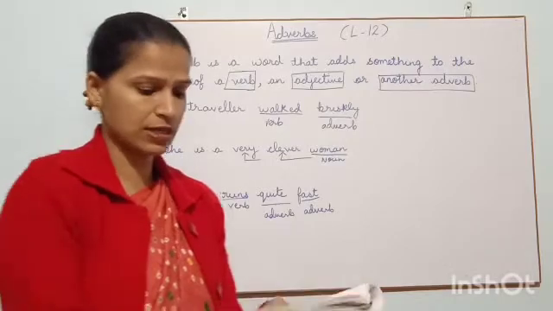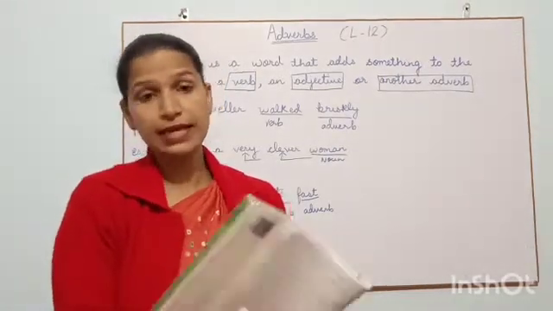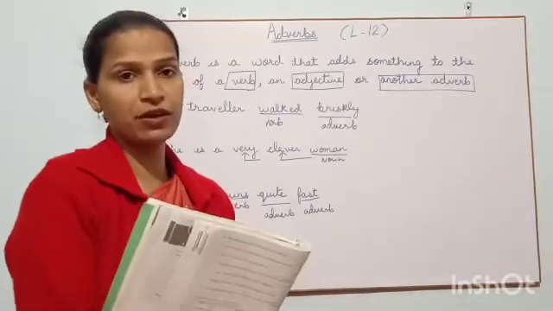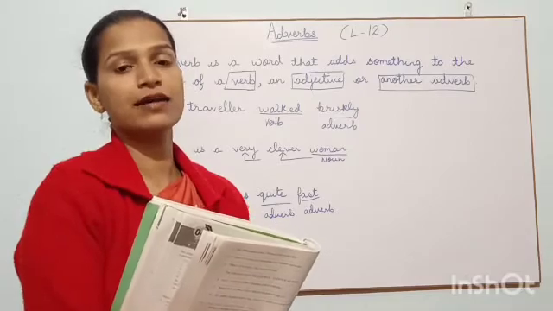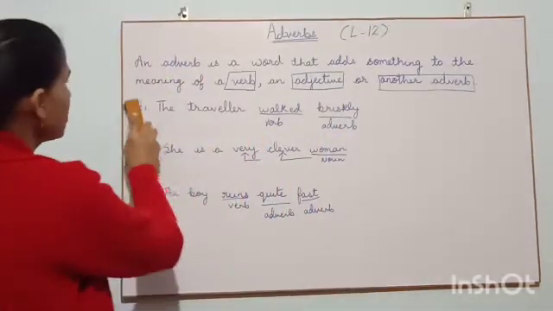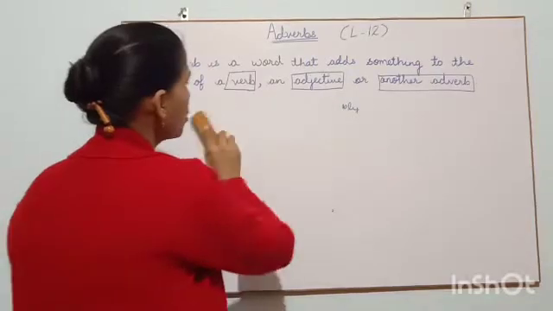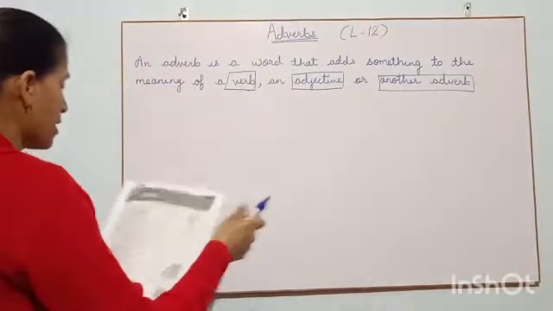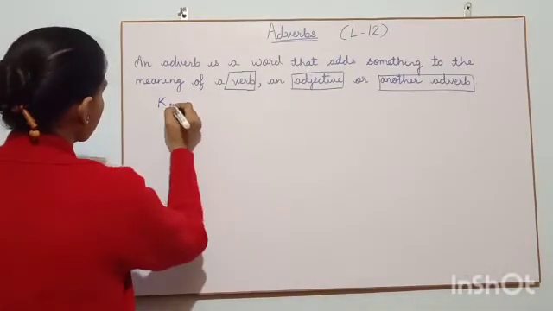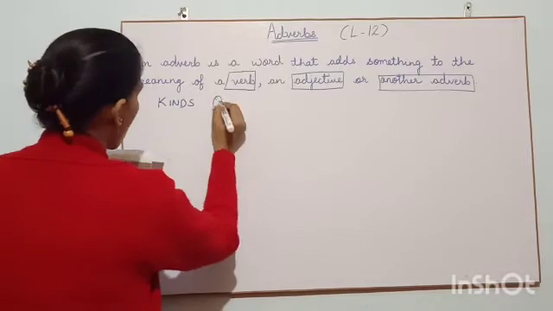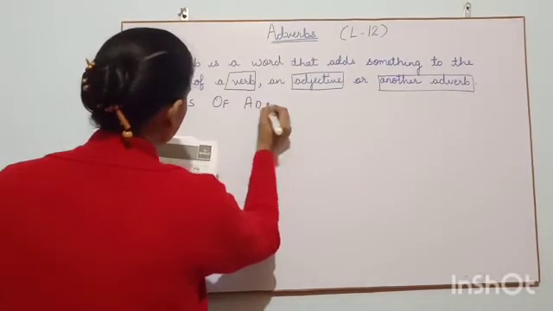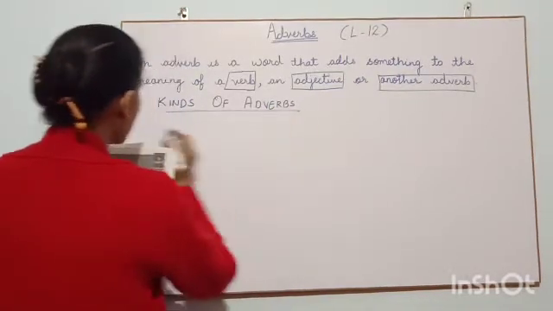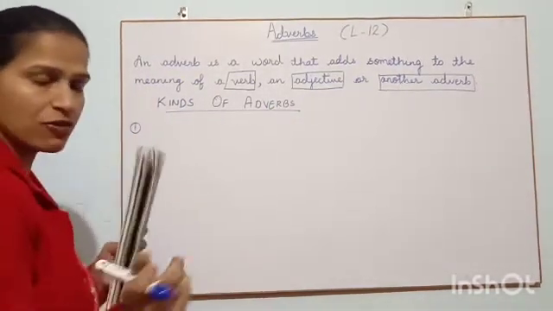When we have learnt about these adverbs, we are going to see its kinds. Children, in our book we have 8 kinds which are given and we are going to see these 8 kinds one by one. I'll be writing them for you on the board so that you can see and memorize all these kinds of adverbs. We have 8 kinds of adverbs as I have told you.